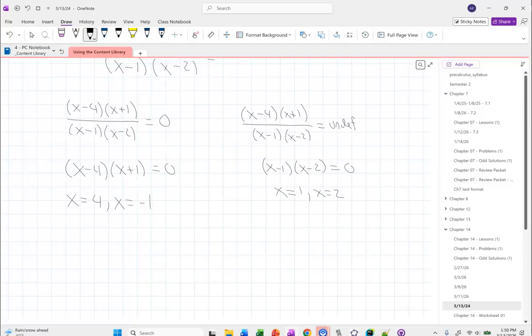Okay. So I got everything I need to start building out my sign diagram. What numbers am I going to put on my sign diagram, in the order that they appear as I read from left to right? Negative 1, then 1, 2, 4.